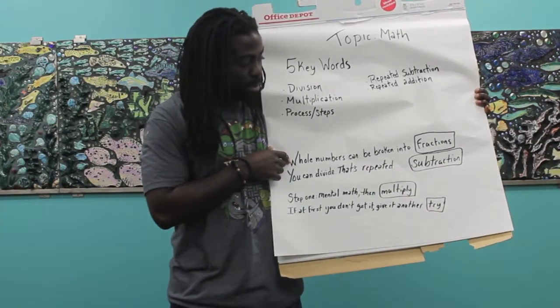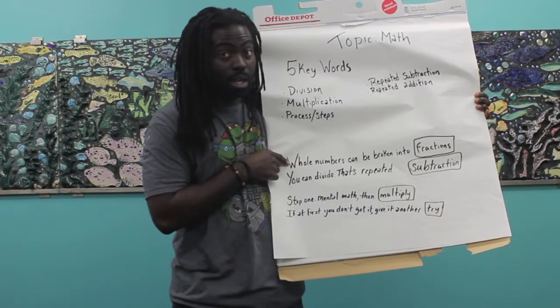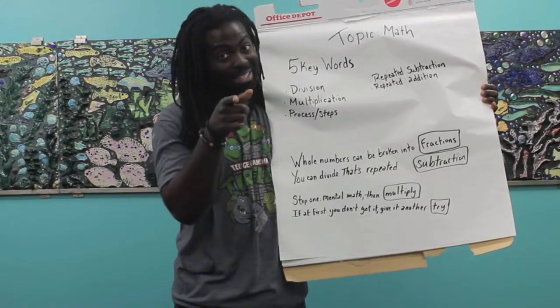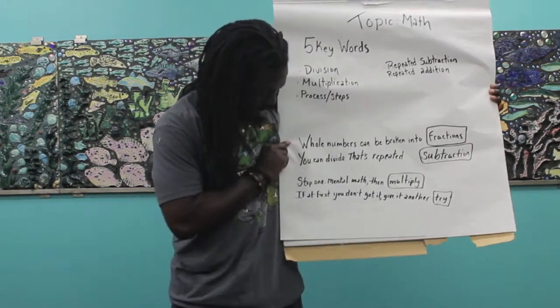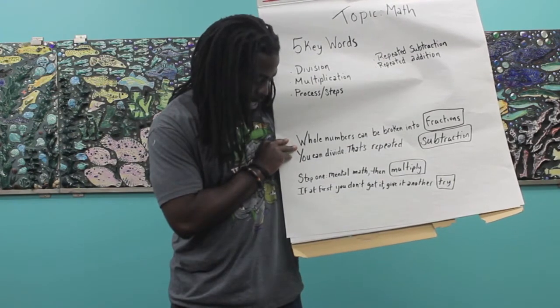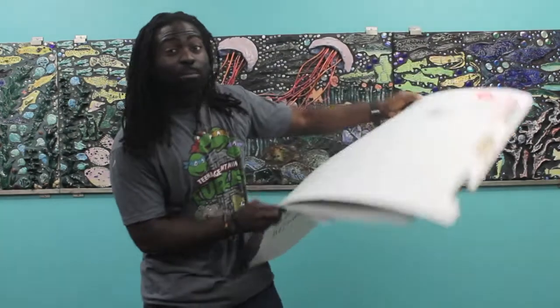Whole numbers can be broken into fractions. You can divide. That's repeated subtraction. That's a rhyme, folks. You guys got rapidy raps all over you. All right, next thing. Step 1, mental math, then multiply. If at first you don't get it, give it another try. Multiplication is repeated addition. You can't learn these facts just by watching television.